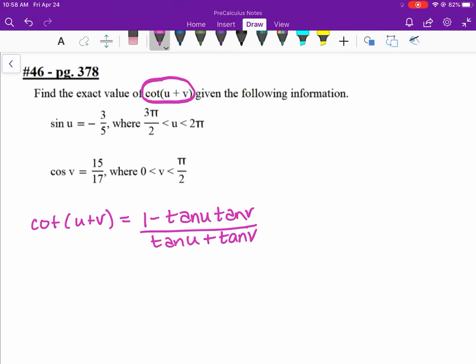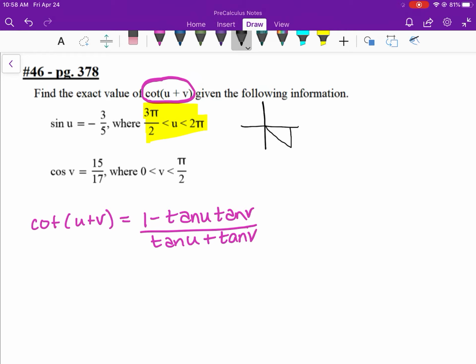Okay, then I'm going to go back up here to the beginning, and I expect you guys to show a graph of a triangle in the correct quadrant for each of these scenarios. So I need a triangle for angle U and a triangle for angle V. This right here is telling you what quadrant to draw the triangle in. So it says that angle U is between 3 pi over 2 and 2 pi. So I'm going to be drawing it over here in my 4th quadrant.